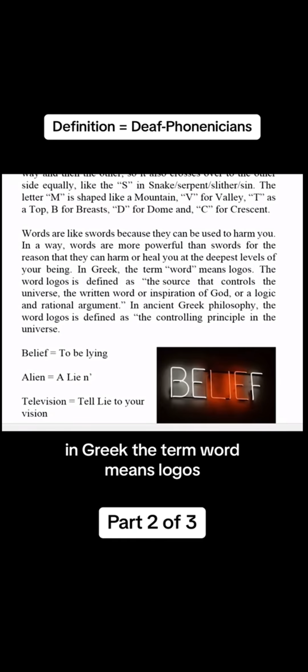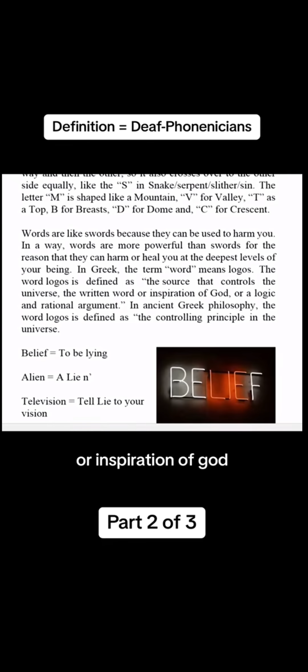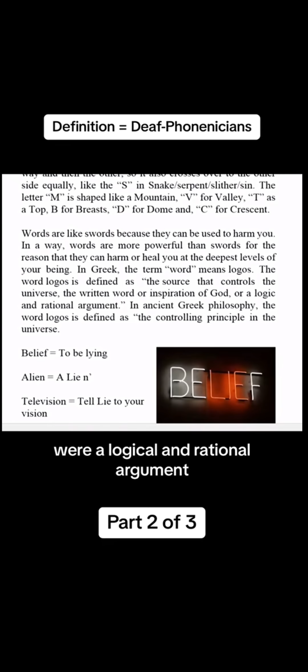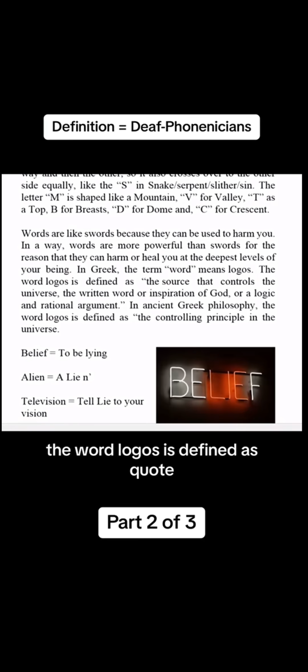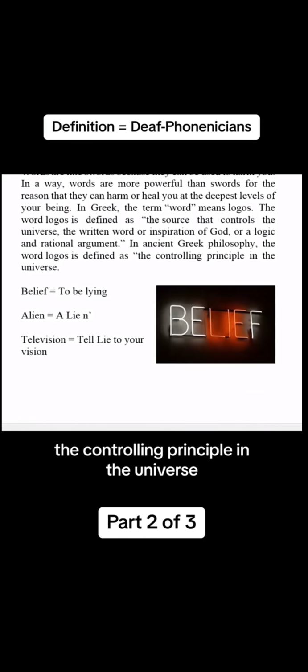In Greek, the term word means logos. The word logos is defined as, quote, the source that controls the universe, the written word or inspiration of God, or a logical and rational argument. In ancient Greek philosophy, the word logos is defined as, quote, the controlling principle in the universe.